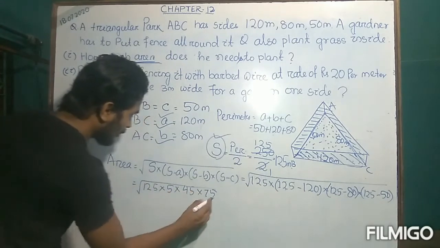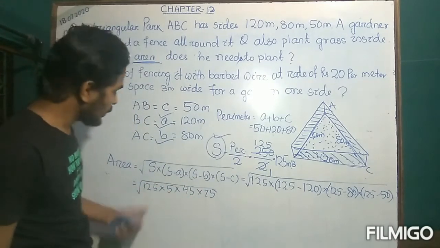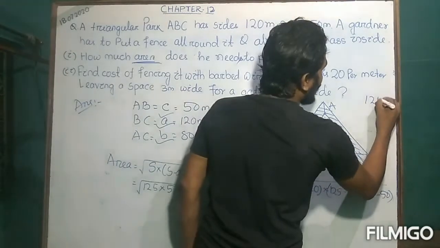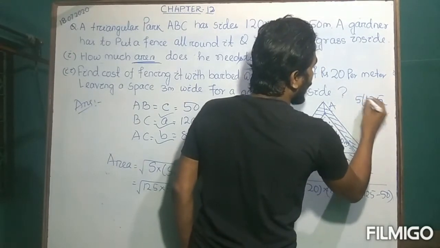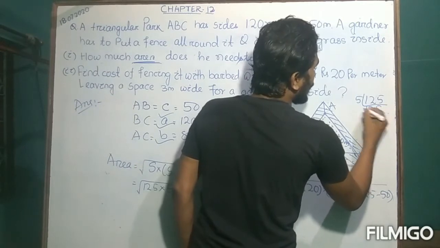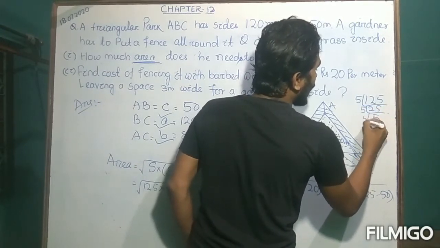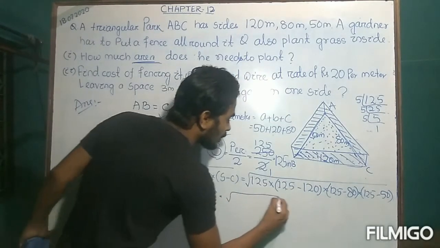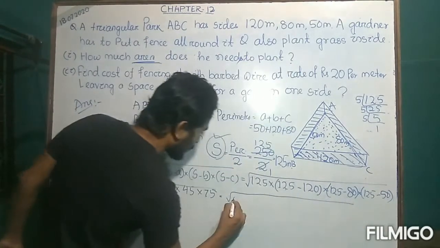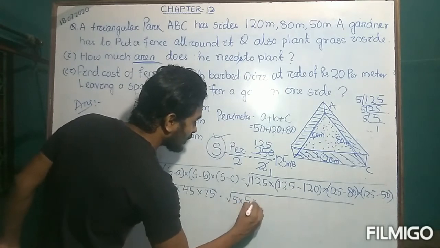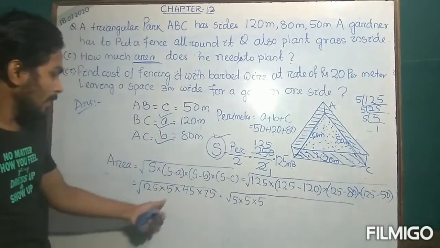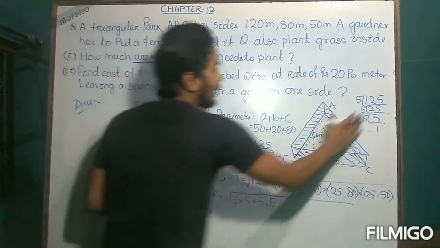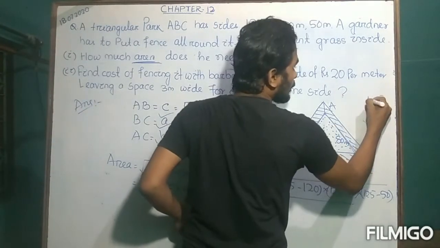Now we have to factorize all these terms. First factorize 125. So 125 can be factorized as 5 into 25, 5 into 5, and 5 into 1. So how many 5s? Three 5s. So 5 into 5 into 5. Now this 5 can be written simply as 5. Now 45. Factorizing 45.